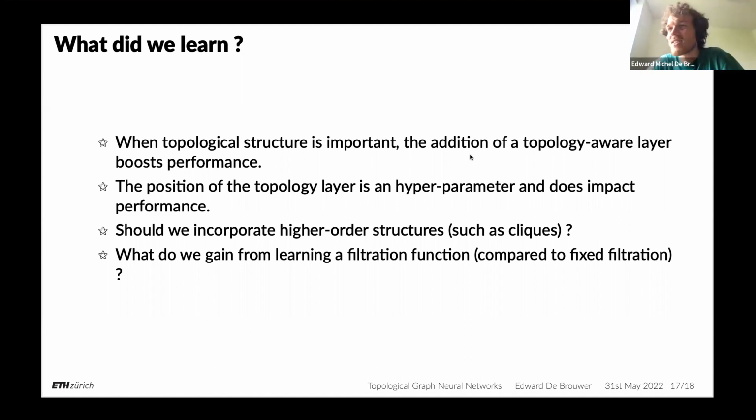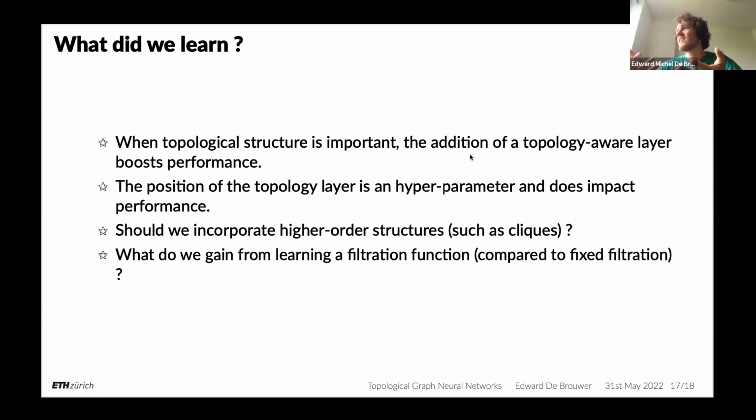So what we learned is that when the topological structure is important, so in those synthetic data sets that we created, where we enforce that it would be important, but also in the structural data sets, we see that the addition of a topology-aware layer boosts the performance quite overwhelmingly, and it gives a clear added value in terms of performance.